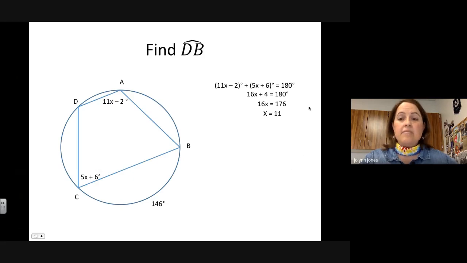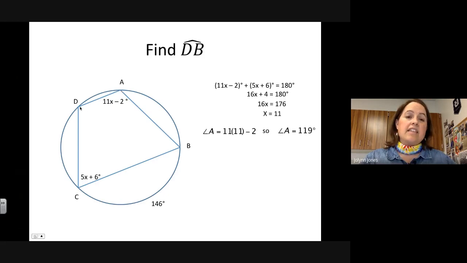So I'm going to use angle A. I substitute that back in for x, and angle A is 11 times 11 minus 2. So it's going to be 119 degrees. Now I know that angle A is 119 degrees. If I look at that inscribed angle, the intercepted arc is DCB. So arc DCB is the intercepted arc for angle A. If I multiply this inscribed angle by 2, then that's going to be the same as that intercepted arc.